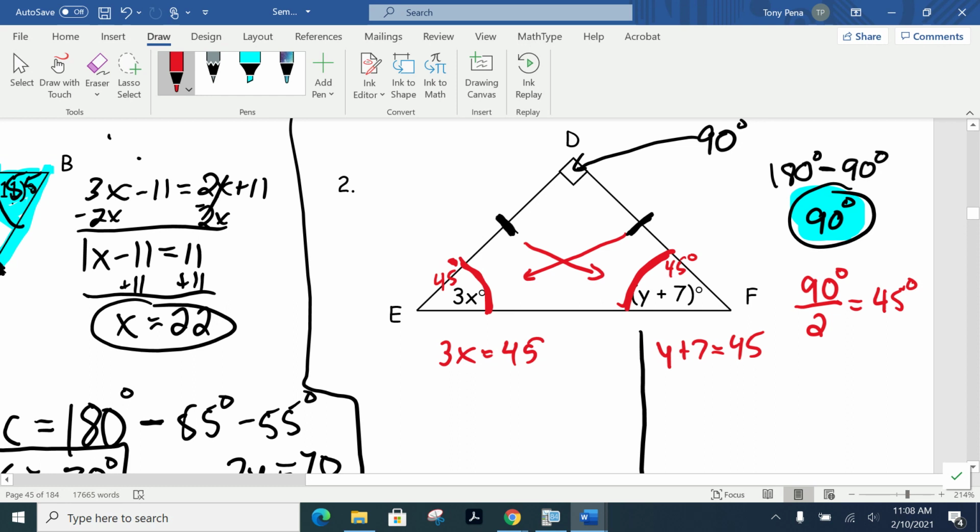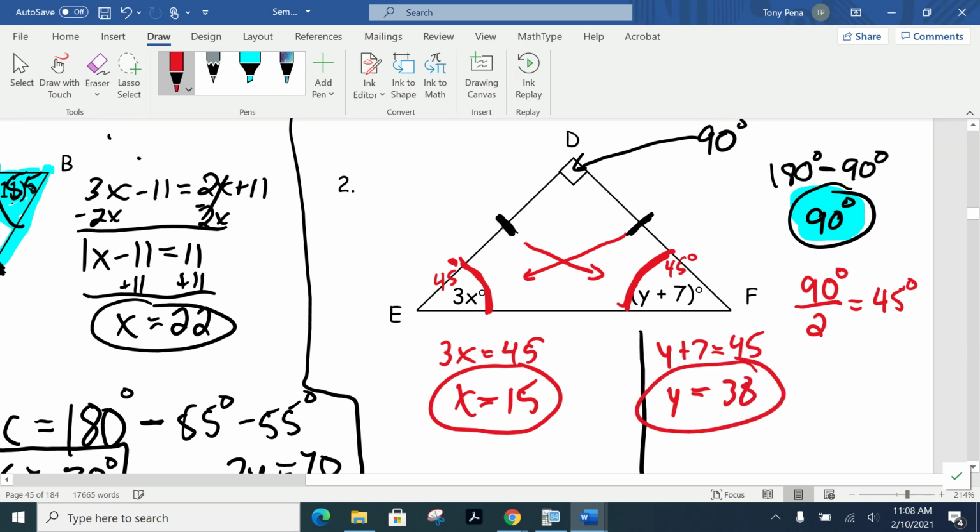All right, so kind of Dahlia and Andre together, that's where we get. Divide by 3 for this one, we find x to be 15. Subtract 7 over in this one, and then we get our y to be 38. All right, good, you too. And you saved everybody from having to take a little quiz on this. All right, good.